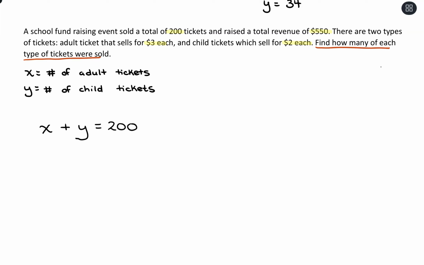So one of our scenarios is just quantity, the number of tickets. The other scenario is the revenue that we're making. So we make $3 per adult ticket plus $2 per child ticket, and that total revenue came out to $550. So we have our two scenarios right there.